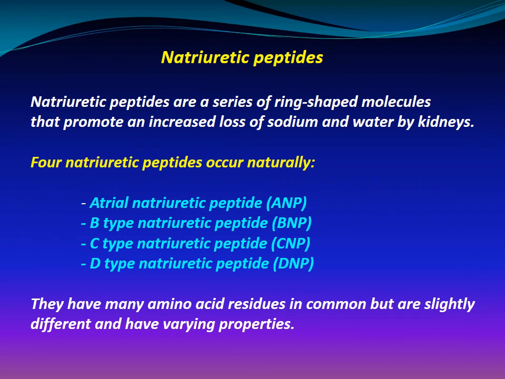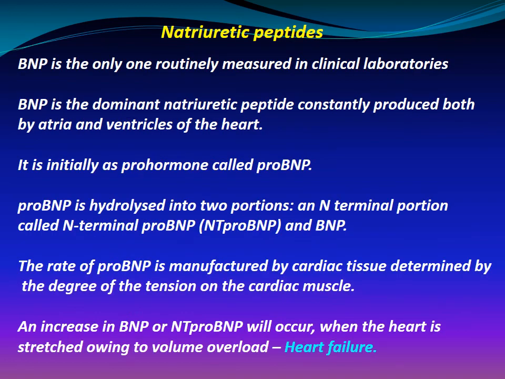Natriuretic peptides. Natriuretic peptides are a series of ring-shaped molecules that promote an increased loss of sodium and water by the kidneys. Four natriuretic peptides occur naturally: atrial natriuretic peptide ANP, B-type natriuretic peptide BNP, C-type natriuretic peptide CNP, and D-type natriuretic peptide DNP. They have many amino acid residues in common but are slightly different and have varying properties. BNP is the only one routinely measured in clinical laboratories.